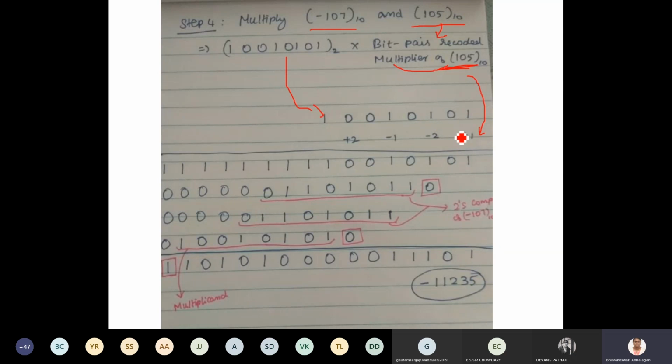So +1, what will happen? 1 into 1, 1; 1 into 0, 0; 1 into 1, 1. So it is coming as it is. The last bit is going to be 1. I am simply extending the sign bit of it throughout here. And then you just leave 2 spaces. Again, it is going to be -2.